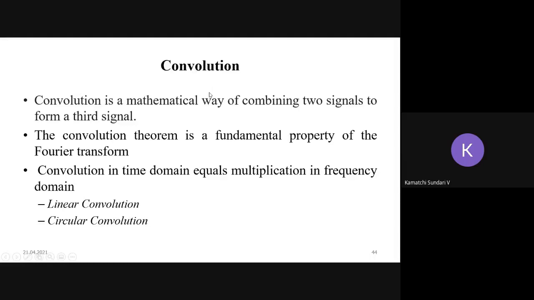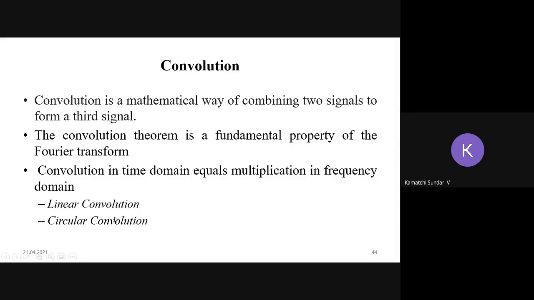And coming to the concept of convolution, it is a mathematical way of combining two signals to form a third signal. The convolution theorem is a fundamental property of the Fourier transform. Here, convolution in the time domain equals multiplication in the frequency domain and vice versa. We should remember this concept.